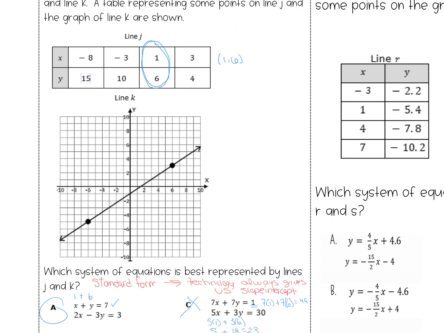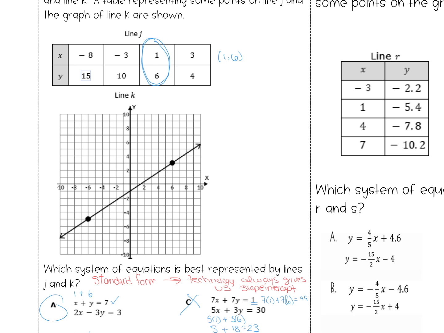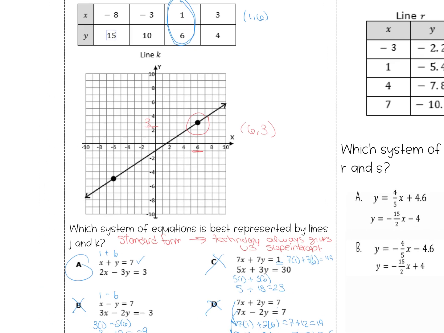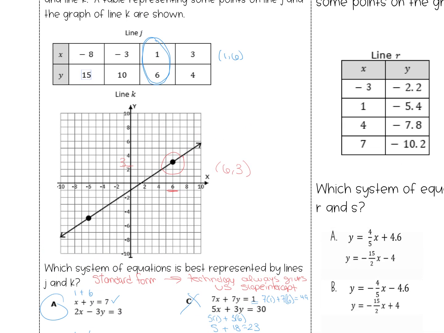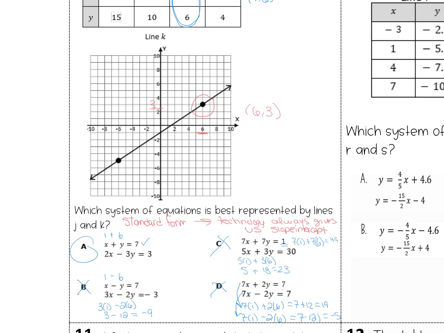If it worked on more than one, then you would go to the other thing they give you, which in our case was a graph. And here's an ordered pair. I would say the x is 6 and the y right here is 3. And you can plug in 6, 3 to eliminate another answer choice. But all of them are gone because (1, 6) only works in option A.